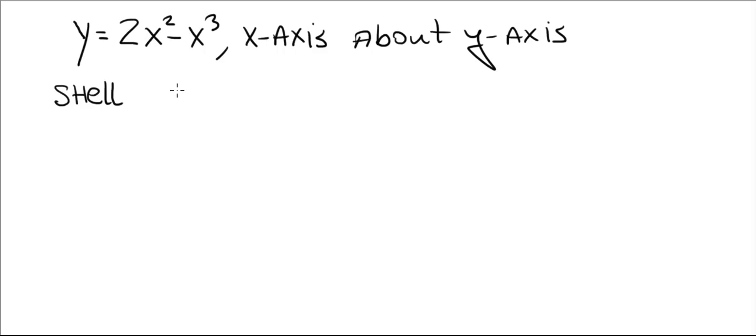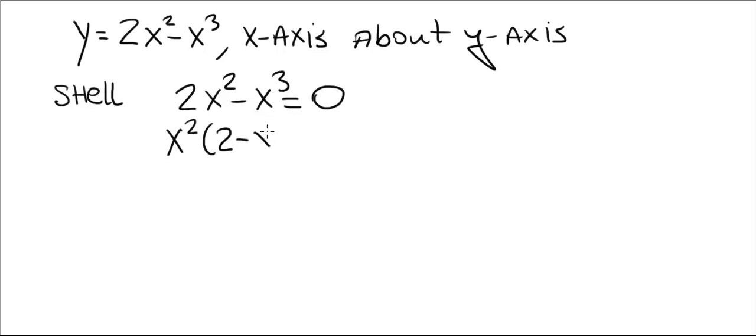So the first step is to find where the graph of y equal to 2x squared minus x cubed intersects the x-axis. So we take 2x squared minus x cubed and set that equal to 0. x squared times (2 minus x) equals 0. So x is 0 or 2.